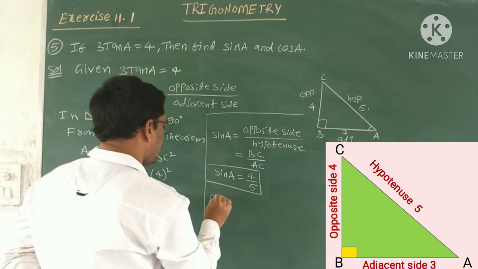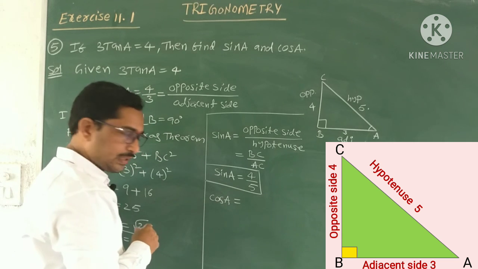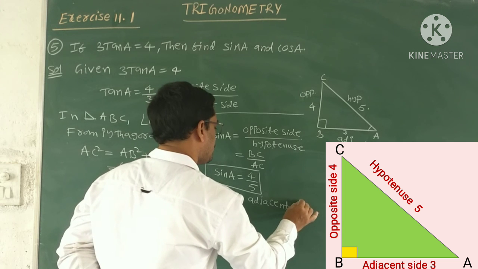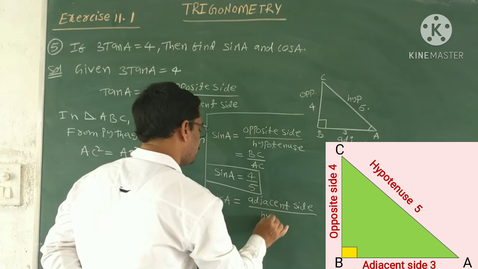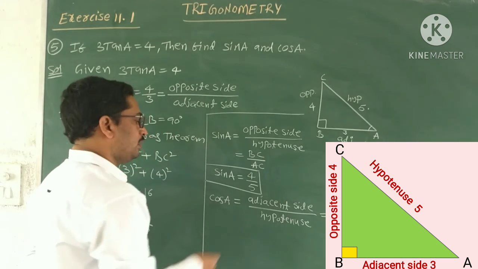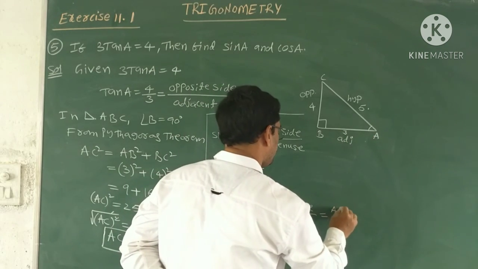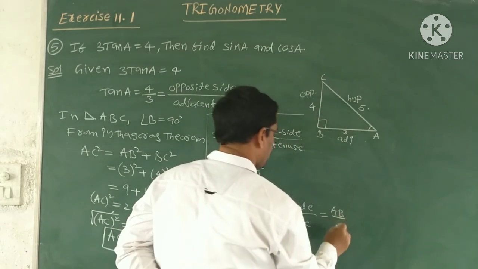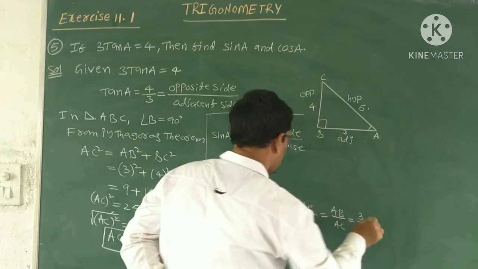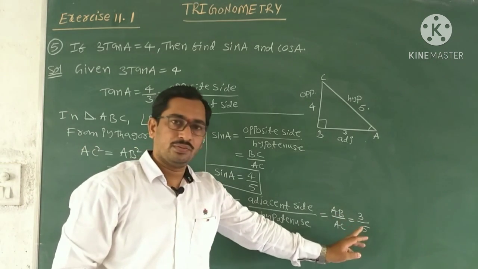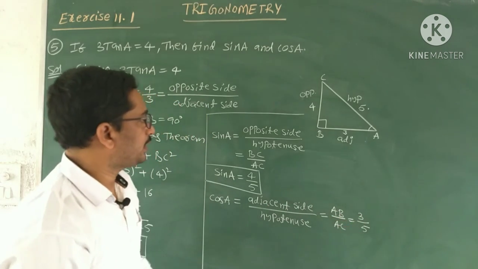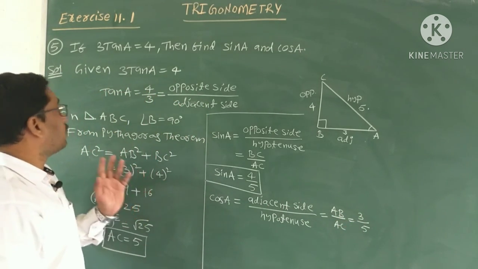Next find out cos A. Cos A formula, adjacent side by hypotenuse. Adjacent side means AB, hypotenuse means AC. So AB value 3, AC value 5. So cos A equal to 3 by 5. Sin A equal to 4 by 5 and cos A equal to 3 by 5. It is important from the exam point of view, both the 4th and 5th problems.